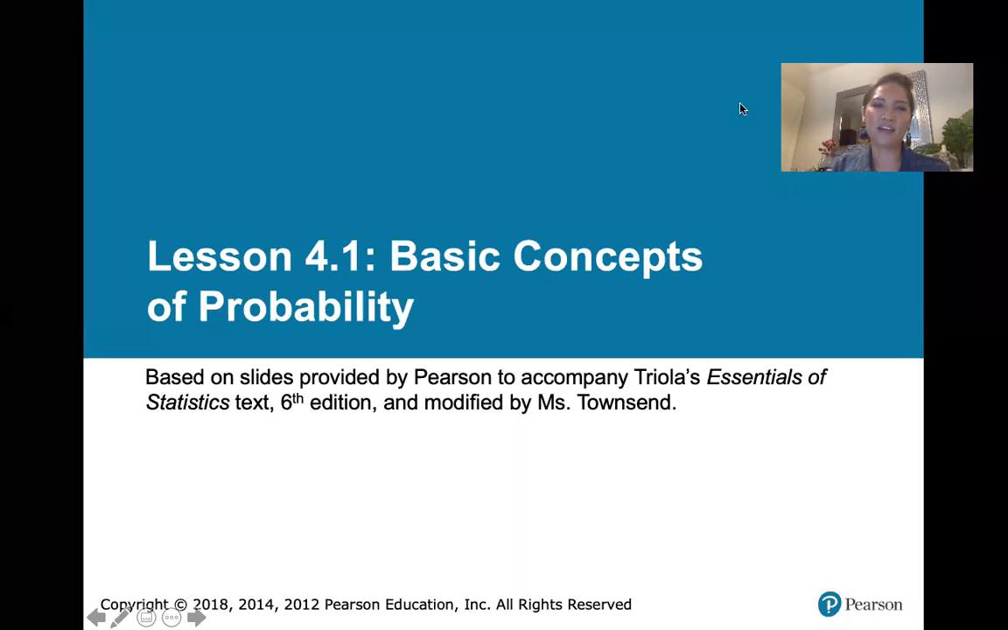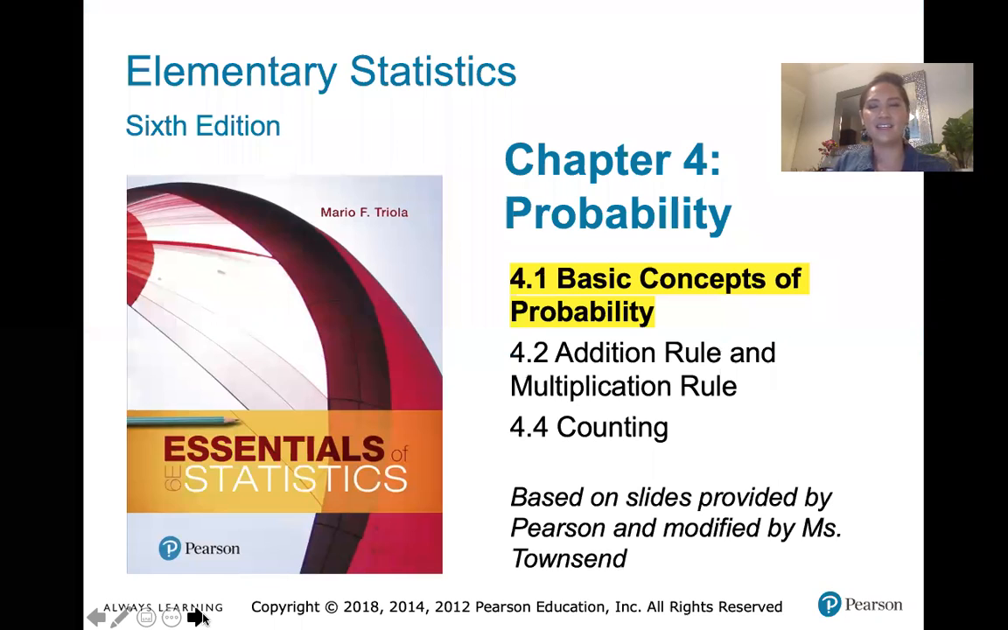In this video, we provide an overview of lesson 4.1, which is all about basic concepts of probability. This is the first lesson or section in the chapter on probability that we're covering in our course. There are a number of sections in this chapter. There's actually some excellent information in the sections that we're choosing to omit. But due to time constraints, we're just focused on these three sections in the textbook.